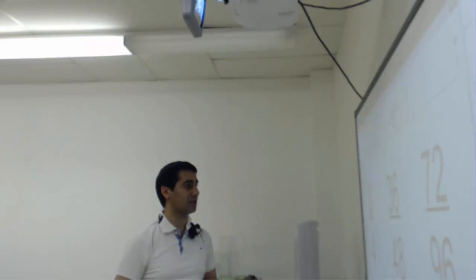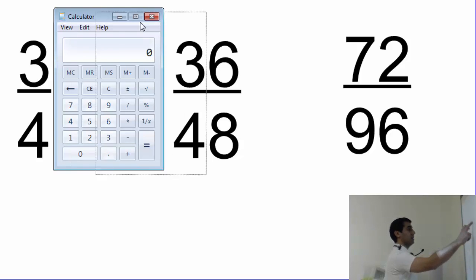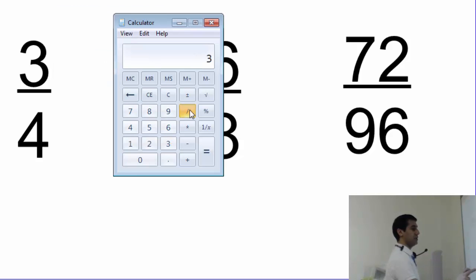Now, let's look at the three fractions here. We have 3 over 4, 36 over 48, 72 divided by 96. So those are 3 different fractions. Let's just go ahead and calculate. Let's write down 3 divided by 4. Let's see what we will get.